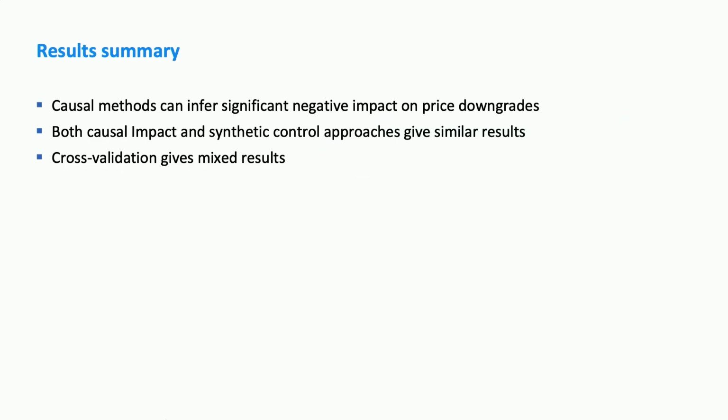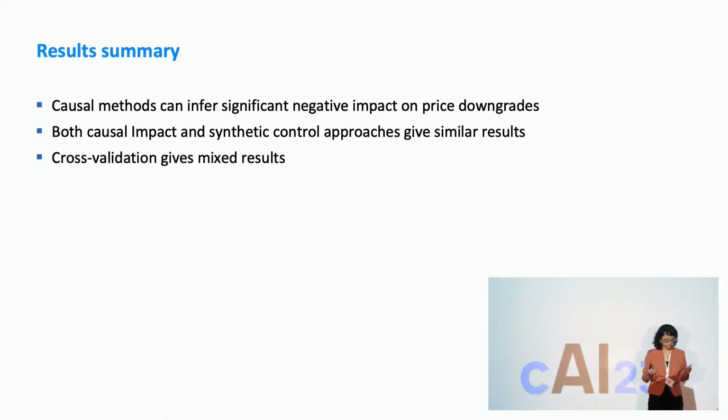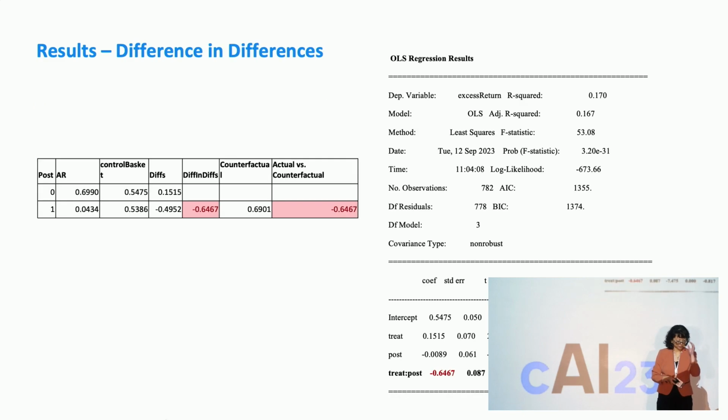All right. So high-level summary before we go into details is we found causal methods can infer significant negative impact on the price downgrade, at least for this test case we're seeing. And both causal impact and synthetic control methods give very similar results. However, cross-validation gave us mixed results, which we are going to talk about in future work.